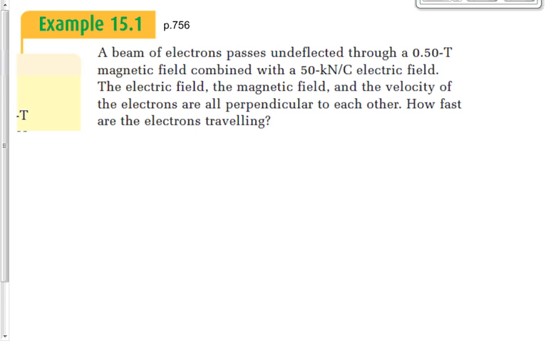example here. A beam of electrons passes undeflected through a 0.5 Tesla magnetic field combined with a 50 kilonewton per coulomb electric field. The electric field, the magnetic field, and the velocity of the electrons are all perpendicular to each other. How fast are the electrons traveling? This is a cathode ray tube problem, but when you're doing a cathode ray tube problem, you have to identify what part of the cathode ray tube it is. It's like there's 3 problems in one in a cathode ray tube.